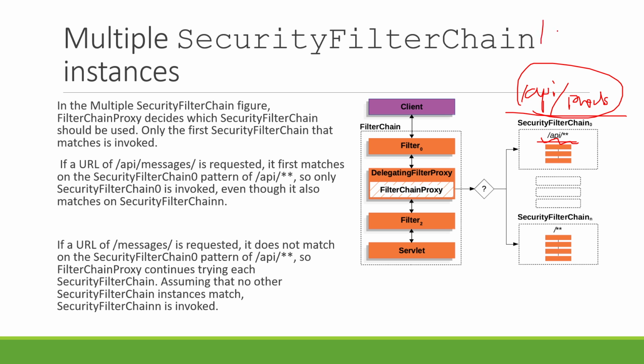If I have another request, say /users, it doesn't match for this request. The request pattern is /api, so it's going to go to the next one. The next one is this one. So for this request, it's going to go through this security filter chain. So different requests may go through different filters based on the configuration. This is this part.